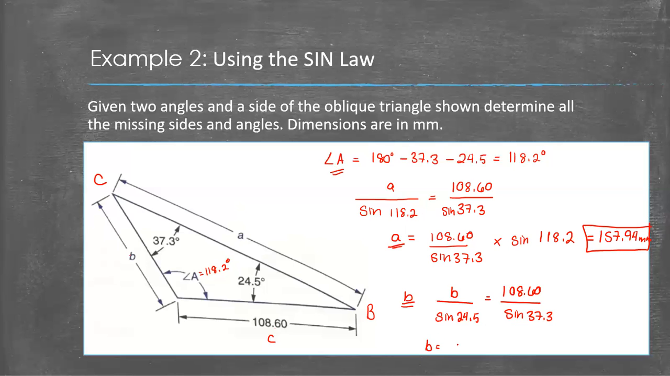So that's why I'm using this one. And B is going to be equal to 108.6 divided by the sine of 37.3, I'm running out of space, times the sine of 24.5. And if you put that into your calculator, you should get 74.32 millimeters. Now make sure you're writing it out in steps. At least write this part down if you don't write anything else down.